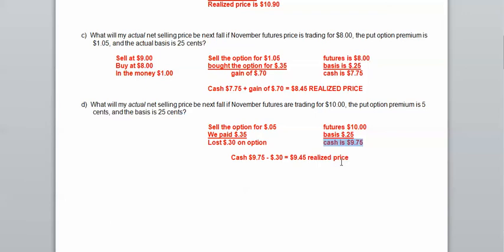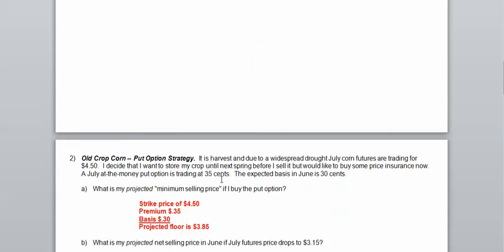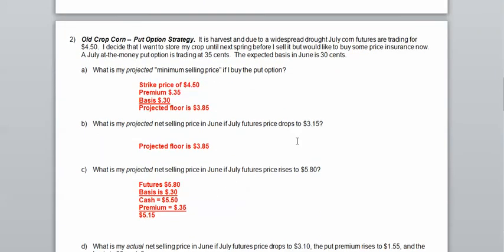So in this problem, beans went up in price. The option doesn't do us a lot of good, except that we can sell it and get back what little value it has due to market willing to pay a little bit for the extrinsic value for that option.